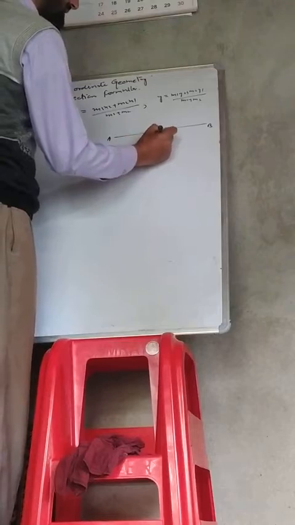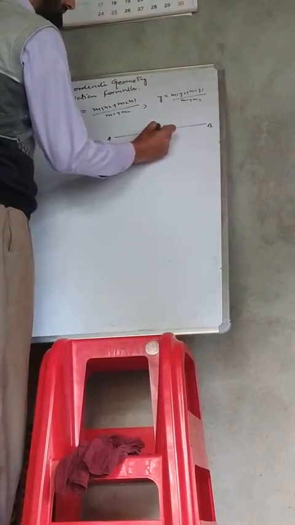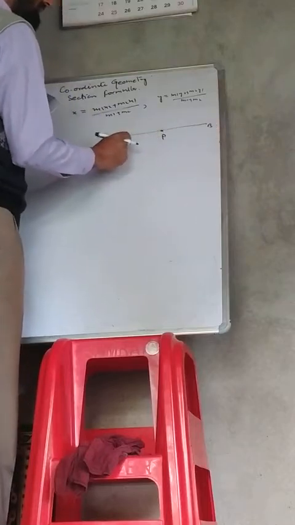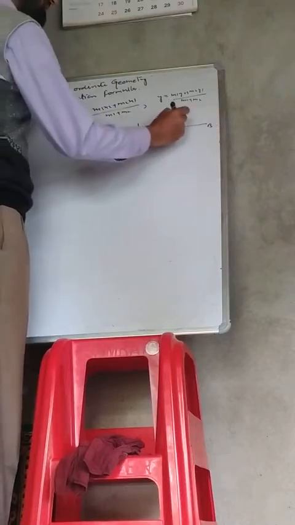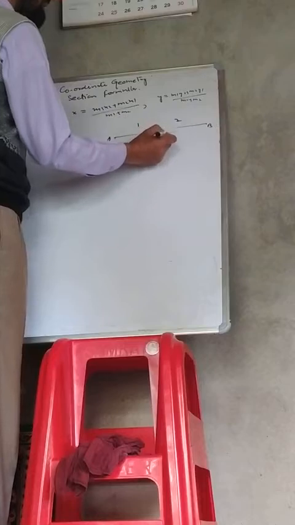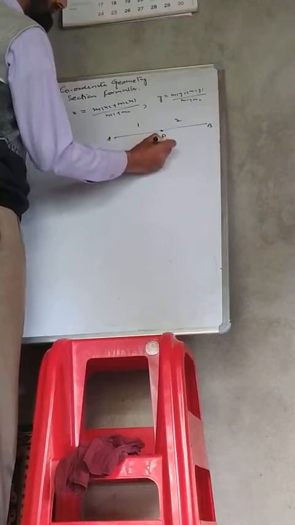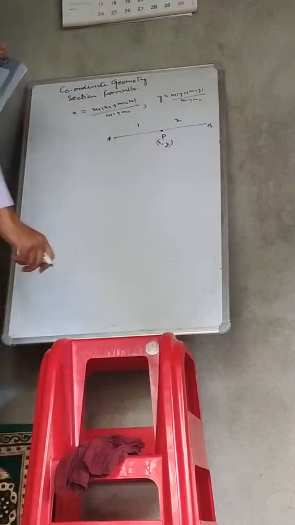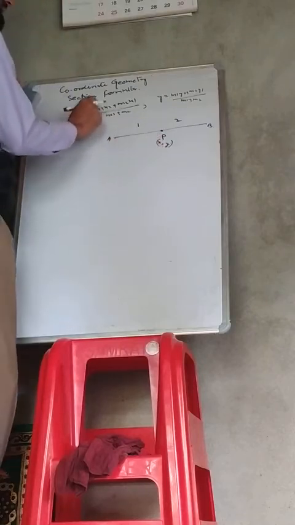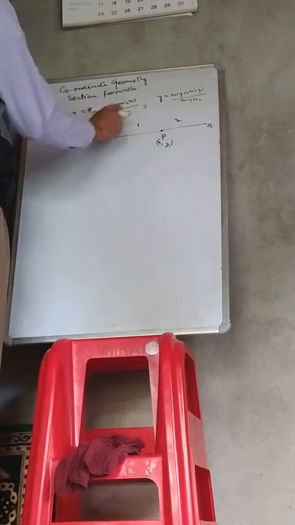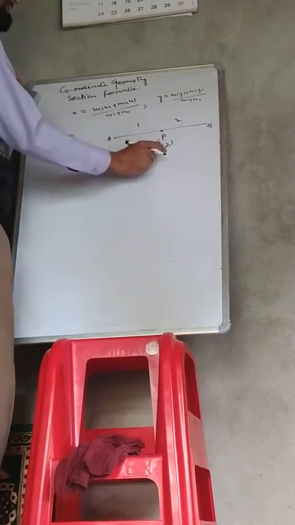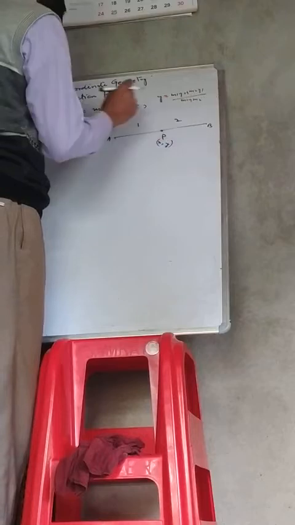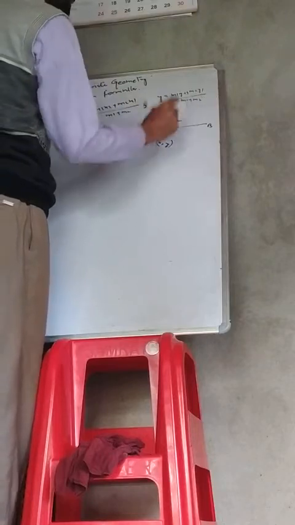So this P, if AB is a line segment and this is divided in some ratio, say 1:2 by this point P. Suppose the coordinates of this point P be x and y. Now this x is given by m1 x2 plus m2 x1 divided by m1 plus m2, and this y coordinate is given by m1 y2 plus m2 y1 divided by m1 plus m2.